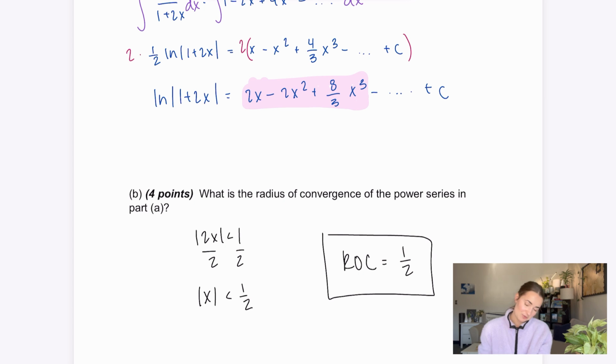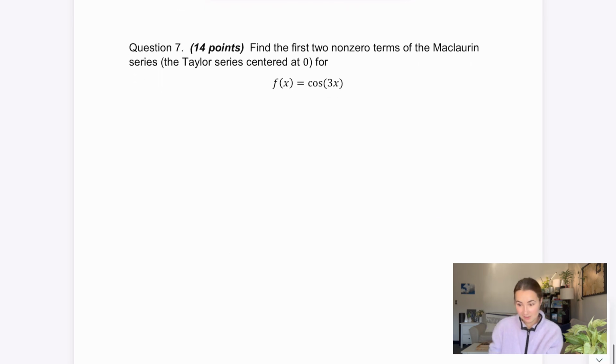That one was a bit tricky. You'll never believe it, this is our last question. We've gone through this quickly. So question 7, we want to find the first 2 non-zero terms of the Maclaurin series, so that's the Taylor series centered at 0, for our wonderful function cosine of 3x.